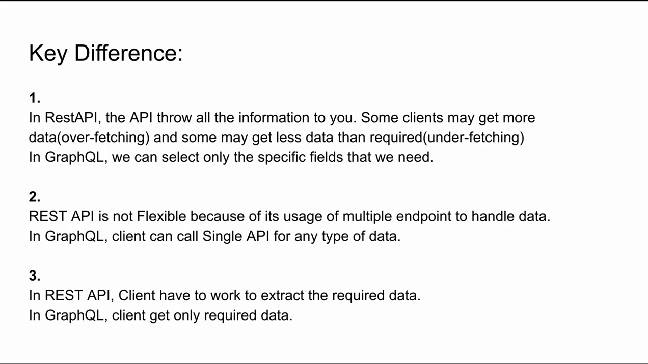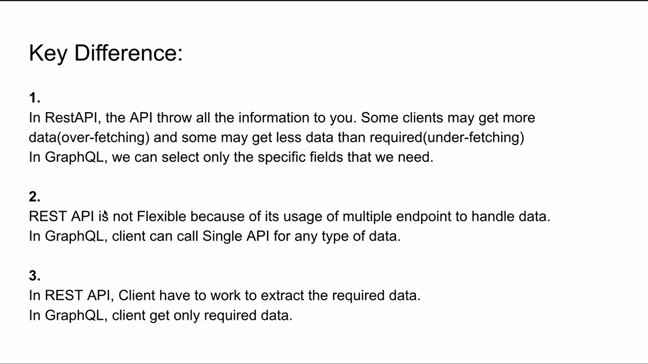In GraphQL, we specify the resources we want and the fields we want. So some of the key differences between GraphQL and REST API are: in REST API, the API throws all the information at you. Some clients may get more data and some clients may get less data. These concepts are called overfetching and underfetching. But in GraphQL, we select only the specific fields we need. We do not get underfetching or overfetching of data. So that is the main advantage of GraphQL.